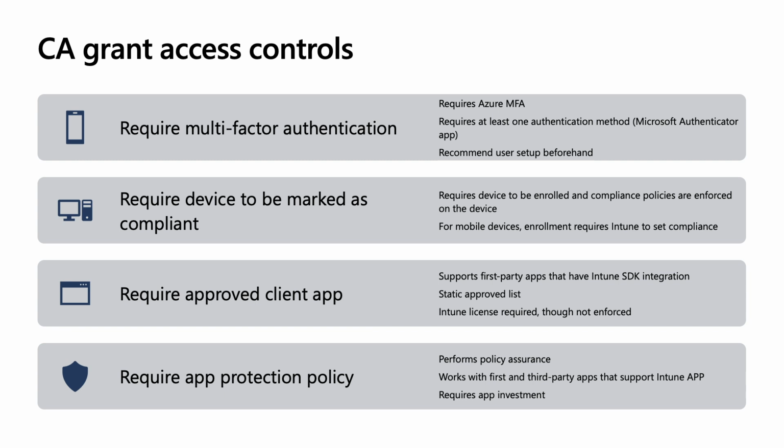The next grant access control that we have available to us is require device to be marked as compliant. This grant access control requires the device to be enrolled in a unified endpoint management solution like Intune, and that the device must meet all applicable compliance policies for that particular device platform. This could include a mobile threat defense vendor solution or use of Microsoft Defender ATP to assign a device risk to determine the health of that device. If the device is either not enrolled or not compliant, then the user cannot obtain an access token.